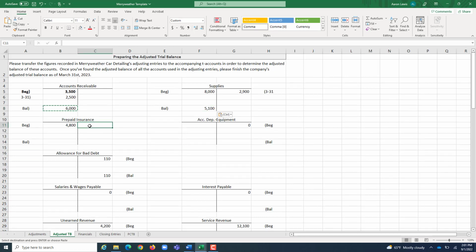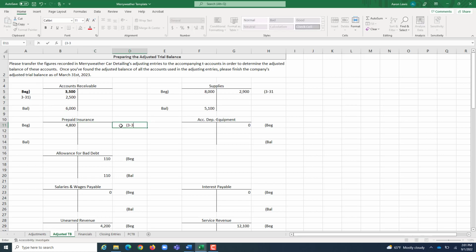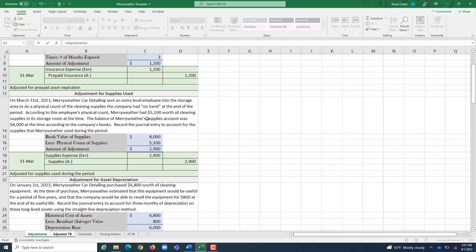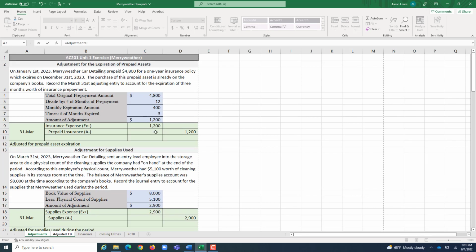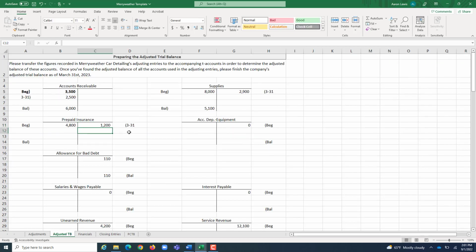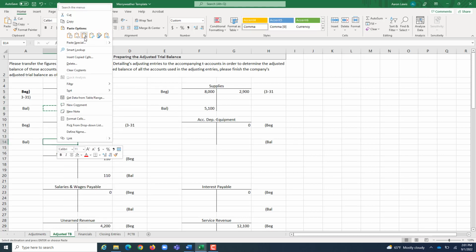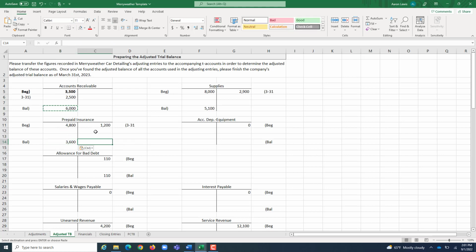Moving on, we've got prepaid insurance. Some of it expired. We reduced our prepaid insurance account in our adjustments, again on 3/31. How much did we credit to prepaid insurance in our adjusting entries? Let's go find our prepaid insurance expiration entry. It's right here. We credited prepaid insurance for $1,200. Same thing that I did before, let me go and copy down our formula. And the balance of our prepaid insurance T account is now $3,600.